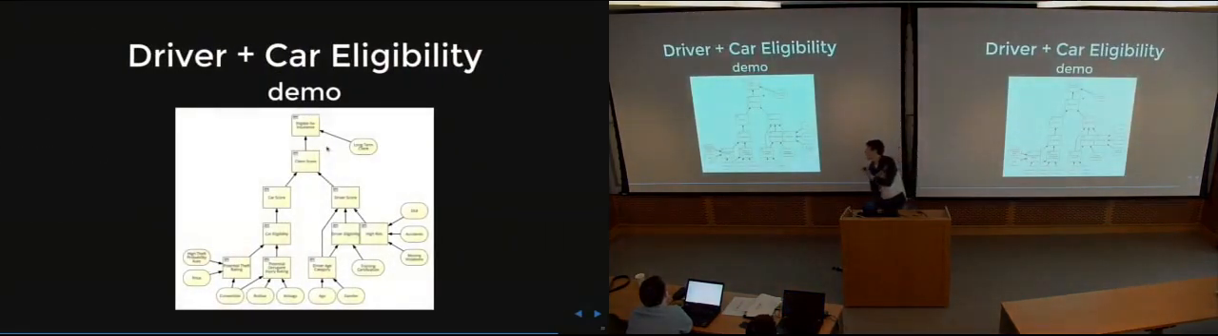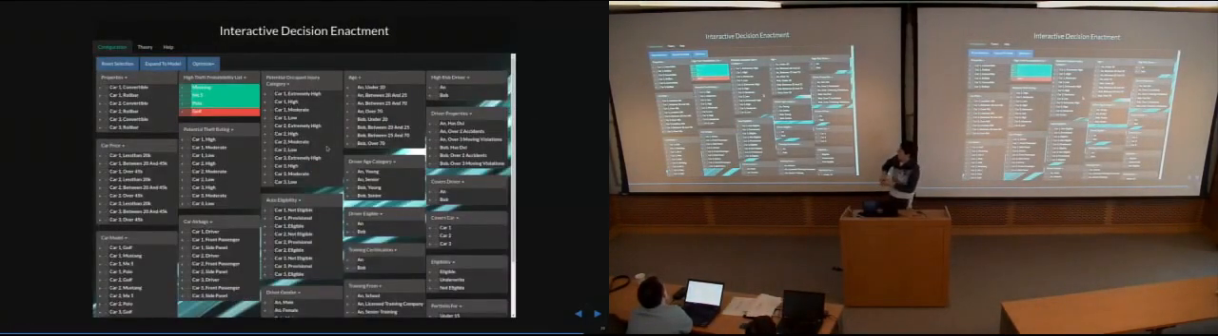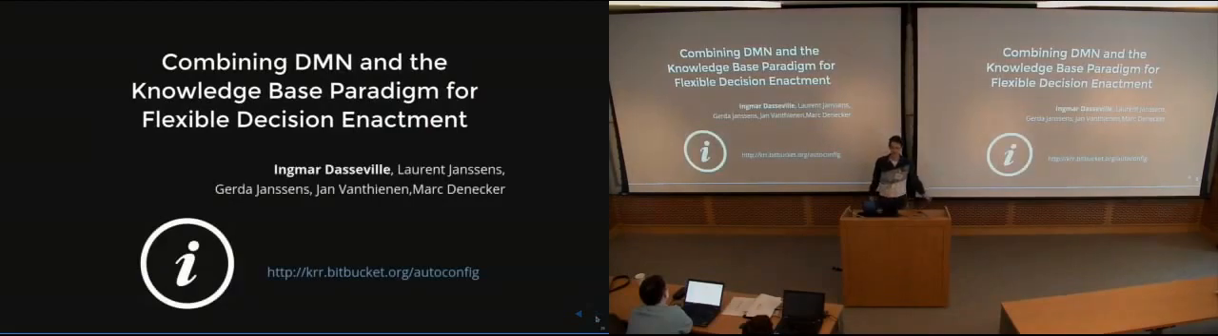So we made another more elaborate demo which just shows IDP can handle more than just the toy examples I showed you earlier. So we can reason in all directions. So if you ever think, well, now I should reason backwards from this decision table, you can just say you're combining DMN and the knowledge-based paradigm for flexible decision enactment. Thank you very much.